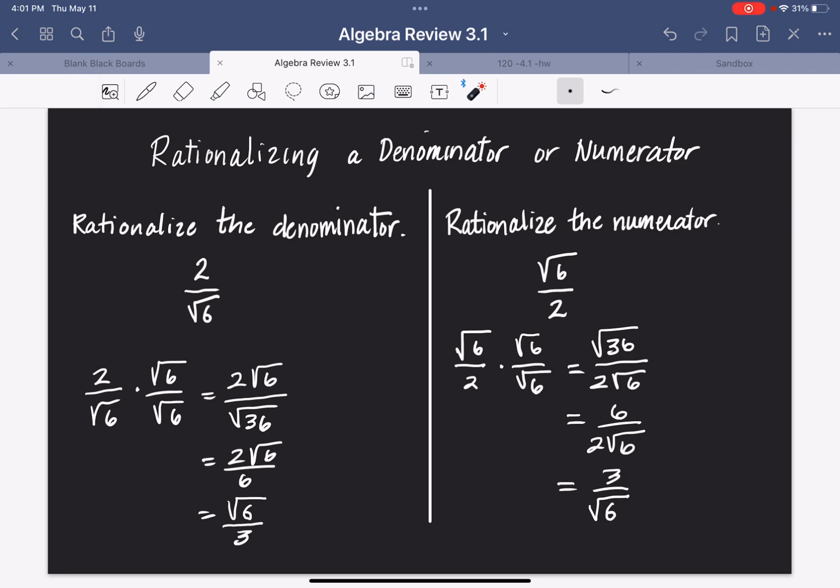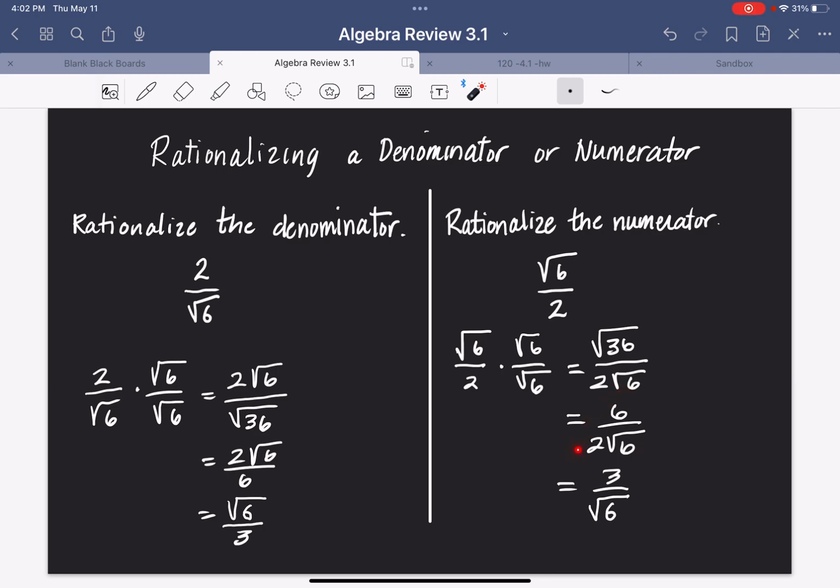Now in the second example here, we're going to rationalize the numerator. The numerator has a square root in it. That means get rid of the square root in the numerator. So I'm going to do the same technique, because when I multiply a square root times itself, I get a perfect square, and it's going to be the number itself. So the square root of 6 times the square root of 6 is the square root of 36. 2 times the square root of 6 is 2 square root of 6. The square root of 36 is 6, over 2 square root of 6.